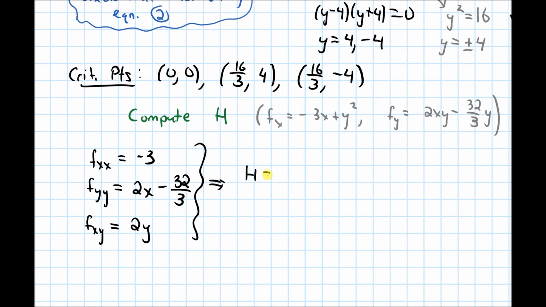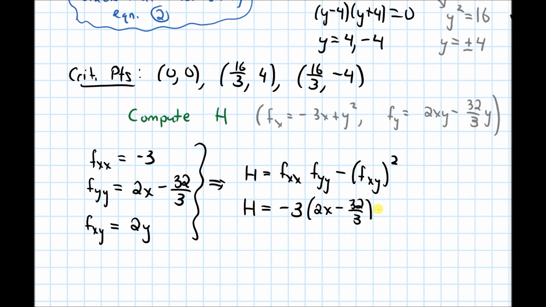Alrighty, so we are ready now to write down H. So H, recall, is fxx times fyy minus fxy squared. So if we plug into this, we get H equals fxx is negative 3, fyy is 2x minus 32 over 3, and then minus 2y squared. So if I distribute and simplify, we get H equals negative 6x plus, the 3's will cancel and I'll get 32, and then minus 4y squared.